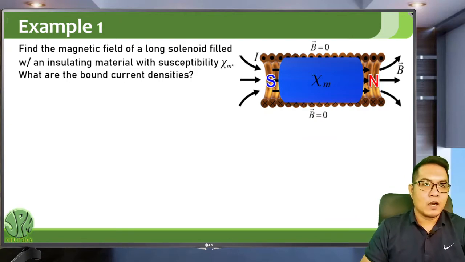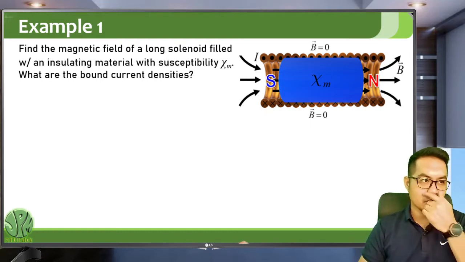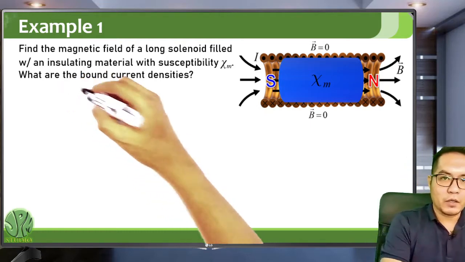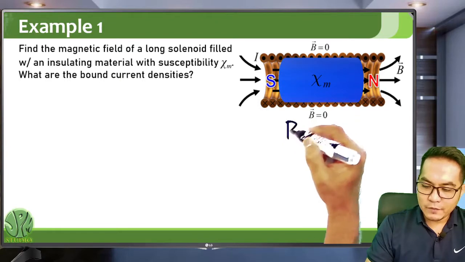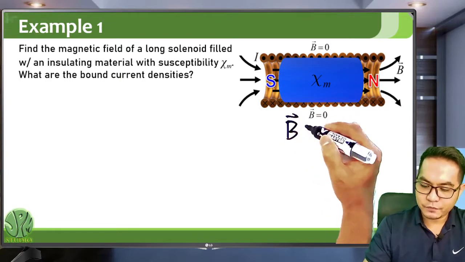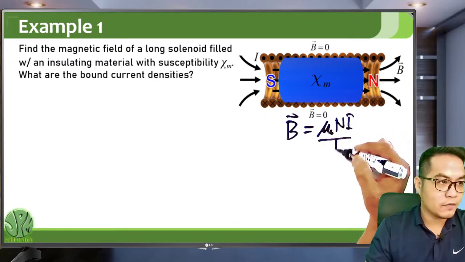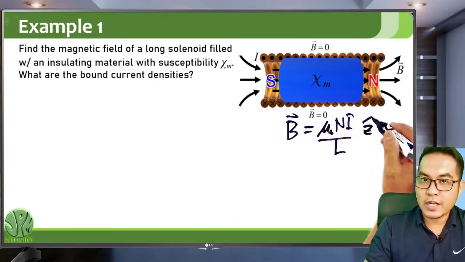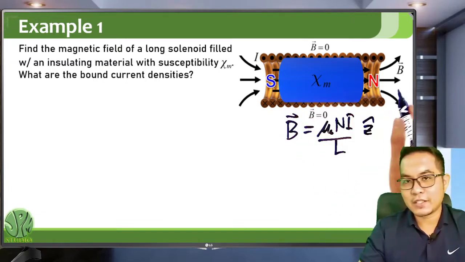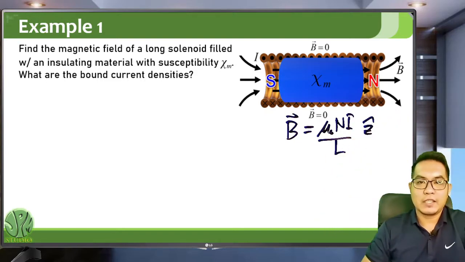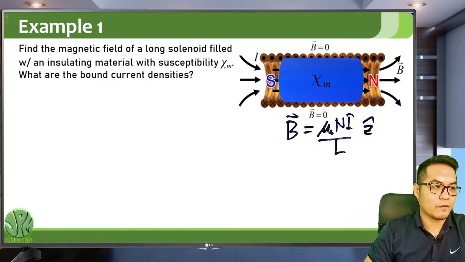So we are asked to find first the magnetic field inside. If you will recall, the magnetic field inside a solenoid is equal to mu naught N I over L. If this is the z axis, then the direction is z hat.